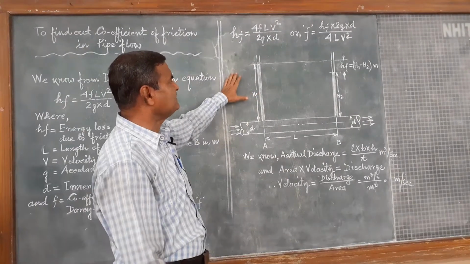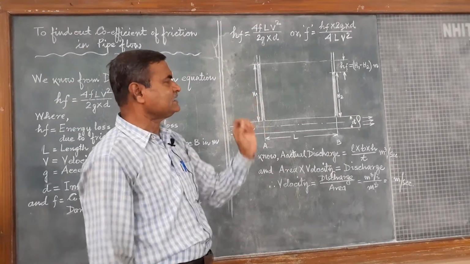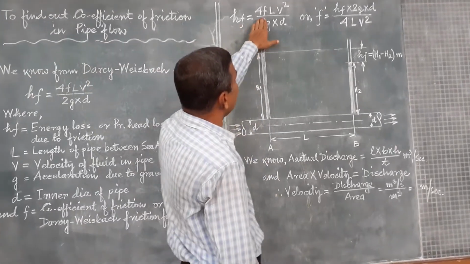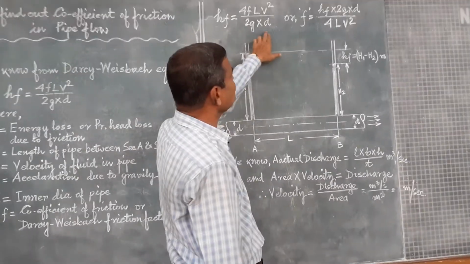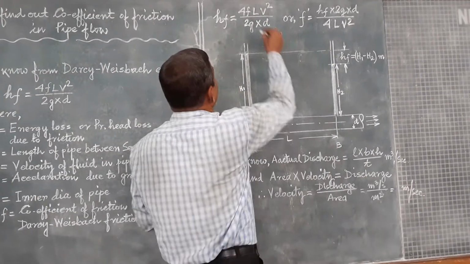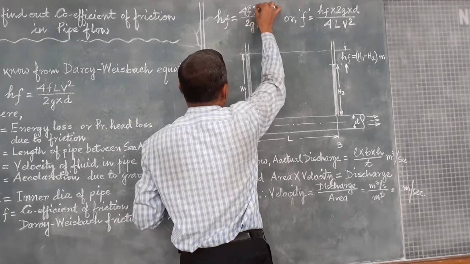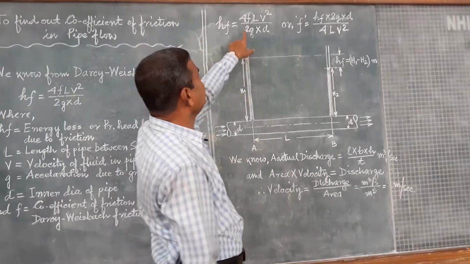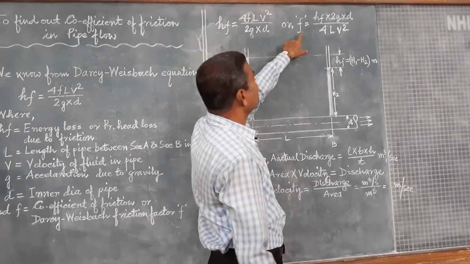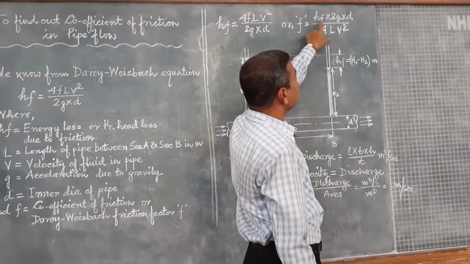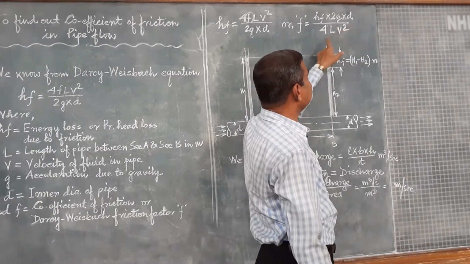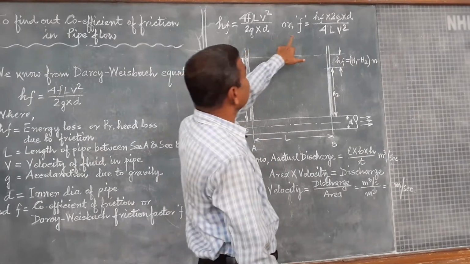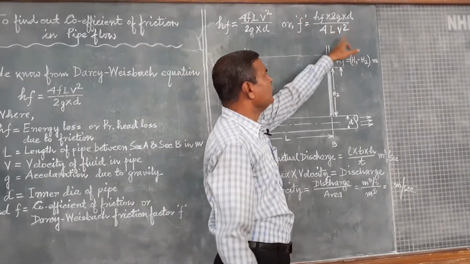Before going to the experiment, we discuss a little of the theory. We know hf equals 4fLV squared divided by 2gd, where f is the coefficient of friction or Darcy-Weisbach friction factor. So f equals hf into 2gd divided by 4LV squared. We want to get f through this equation.